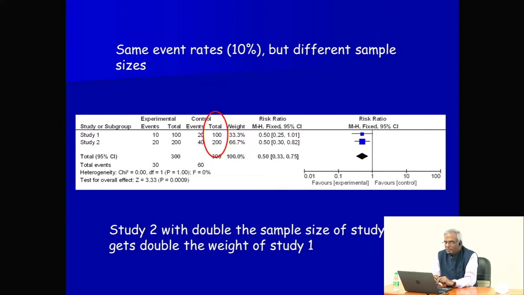So the weight, as you can see, is very much related to the sample size in this case. 33% and 66%, isn't it? Since the sample size is double in study 2, the weight is also double, right? So that is what you can observe in this.